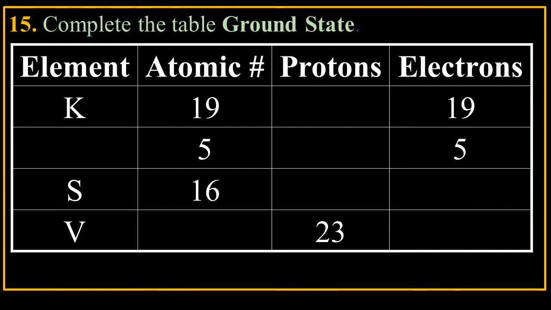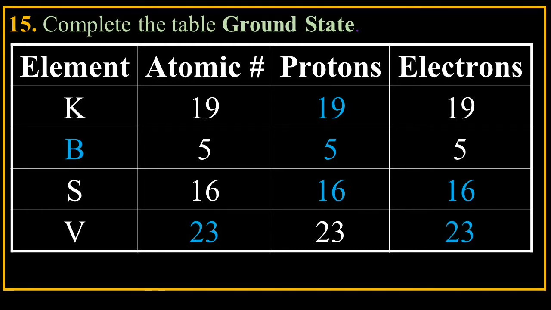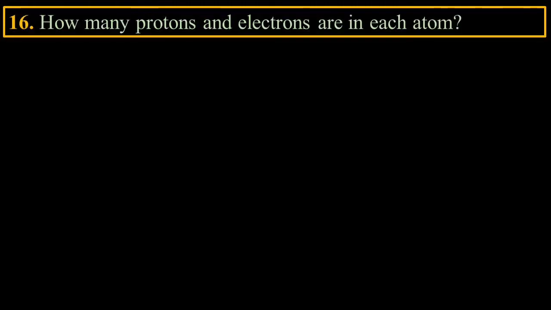So the number of protons for potassium, for instance, would be 19, and then what would have a 5 would be boron, and it would have how many protons? It would have 5, and then sulfur would have 16 protons. And at ground state, it would have 16 electrons. And then vanadium would have 23 protons, so its atomic number would be 23. And at ground state, it would have 23 electrons. Remember, ground state is when the protons and electrons are equal.